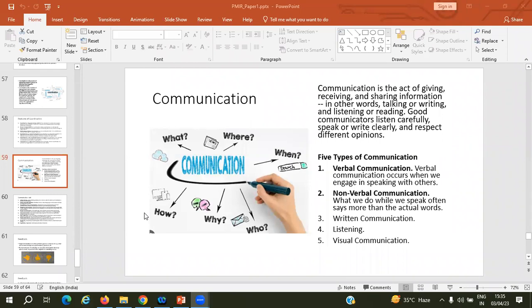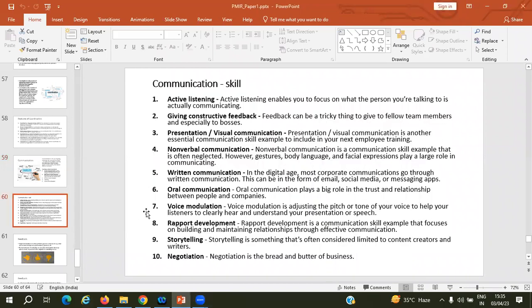What is communication? What are the different types of communication? Now we'll discuss one important thing. What are the skills required for communication? What are the different types of skills? It's an exam oriented discussion. Communication skill.